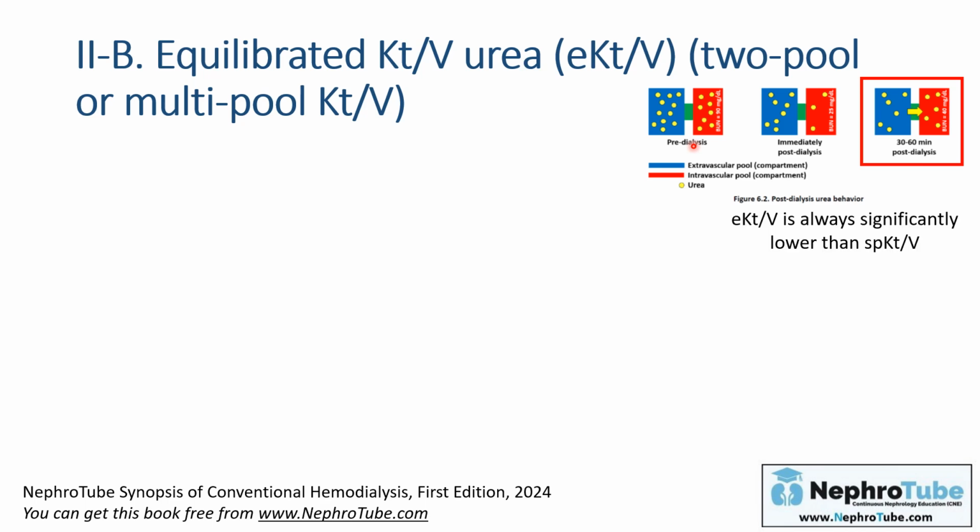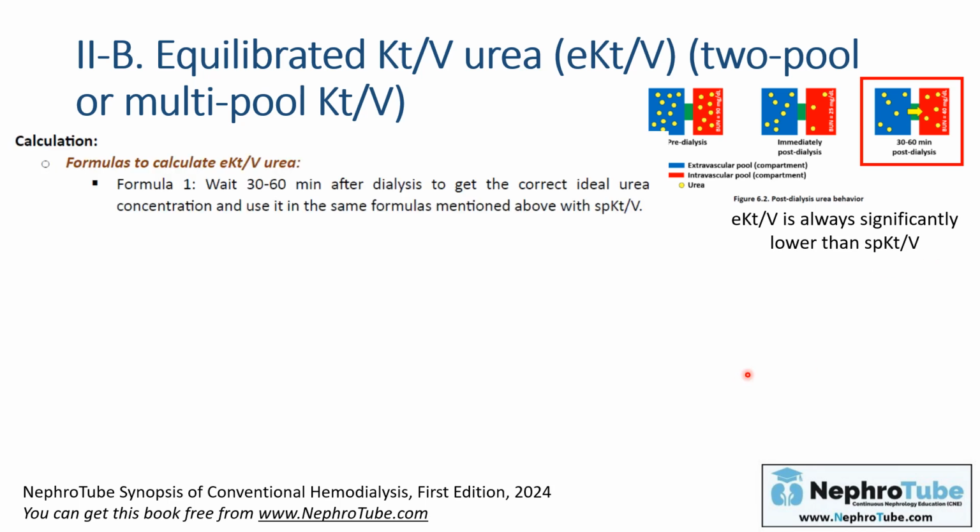That's why the EKT over V, the equilibrated, will be lower than single pool KT over V, because single pool KT over V will measure the blood urea sample post-dialysis, which is in this example 25, but for the equilibrated, the blood urea sample is 40, a higher blood urea level. So the dose of hemodialysis, if it is measured by EKT over V, will be lower than that in single pool KT over V. We have multiple formulas to measure equilibrated KT over V.